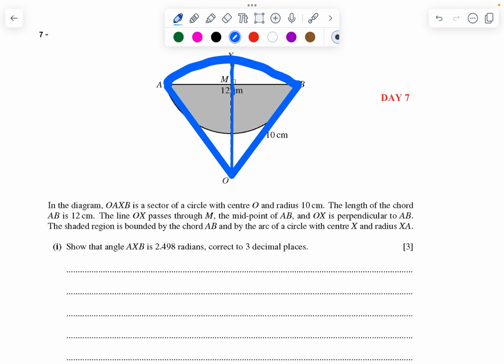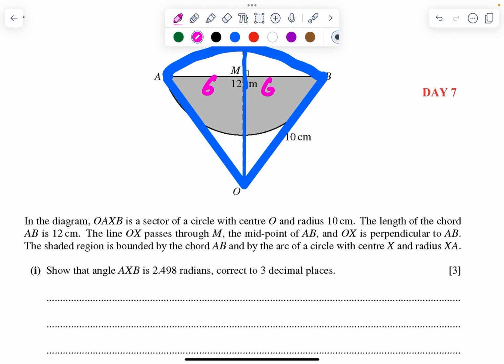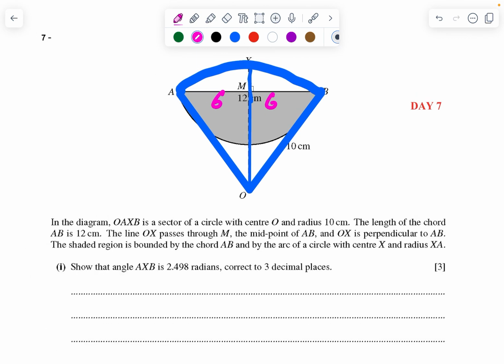Now AB is 12 centimeters, so this has to be 6 and this has to be 6. OX is the midpoint of AB, and OX is perpendicular to AB. The shaded region is bounded by the chord AB and the arc of a circle with center X and radius XA. So we shall try to solve it out.